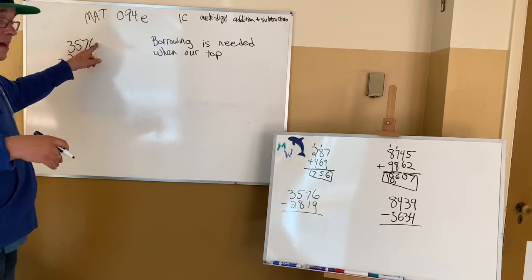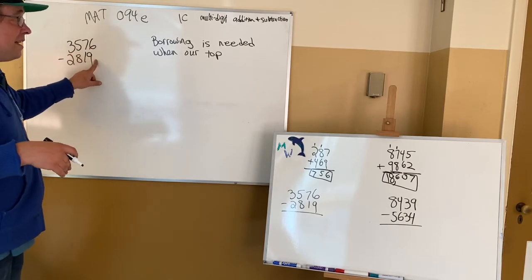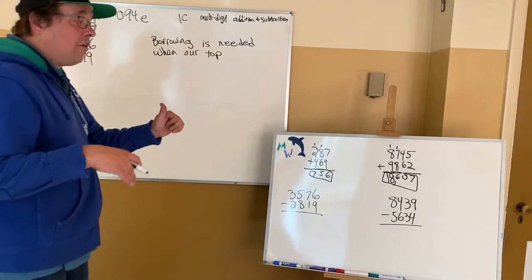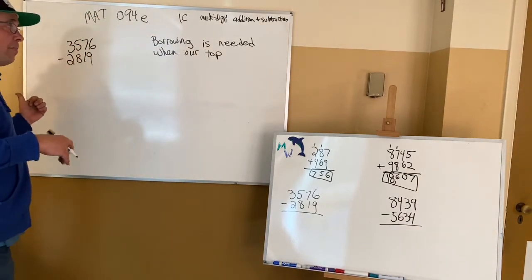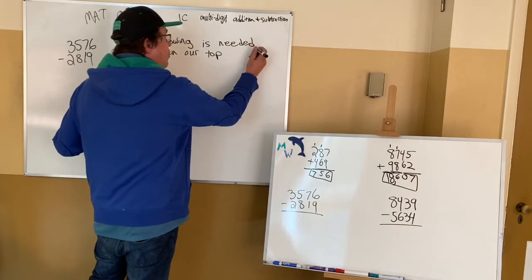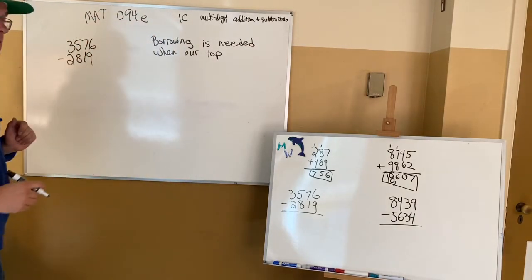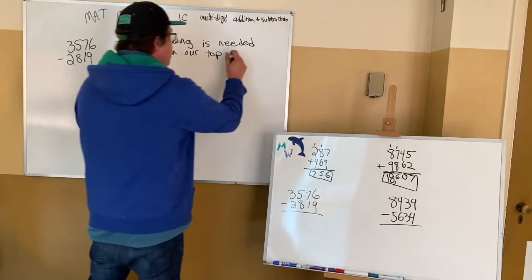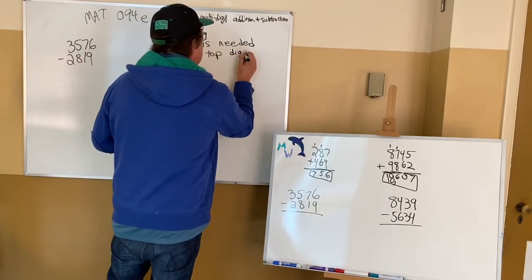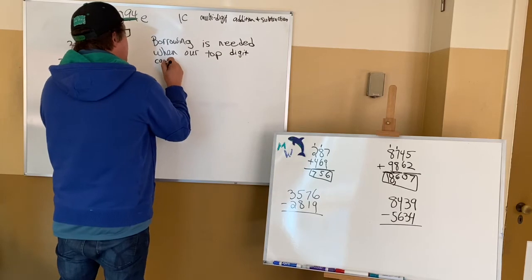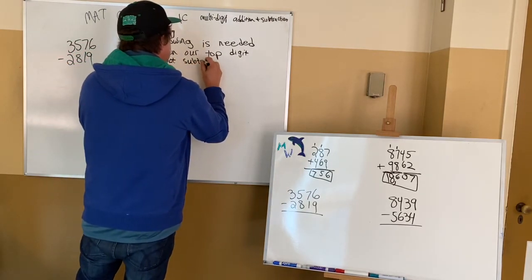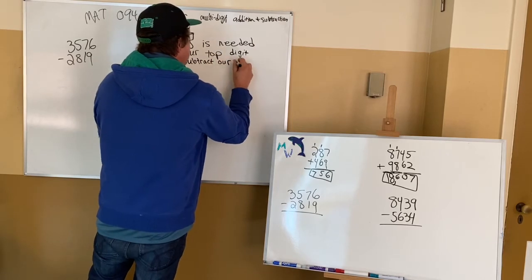The number on top, the 6, minus 9 is not going to happen without going into negatives. Not allowed to go into the negatives. You are allowed to borrow from a stronger power, right? A stronger power of 10 number that we're looking at. So if you need to borrow, it's needed when our top digit cannot subtract our bottom digit.